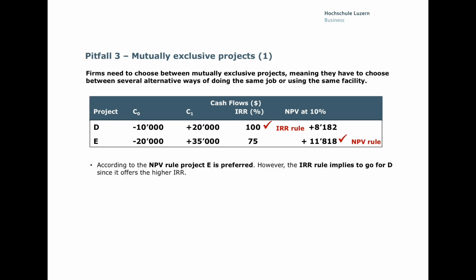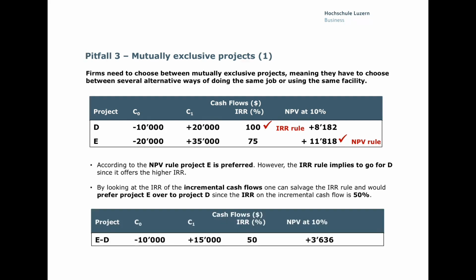However, if you follow the IRR rule, you're supposed to choose project D, and if you follow the net present value rule, assuming a capital cost of 10%, E has the higher NPV and seems the better investment. In order to salvage the IRR rule, we can look at the incremental cash flows. This means when doing project E, we have additional investment costs of $10,000, which generates additional cash flows of $15,000. The internal rate of return is 50% and thus well above the opportunity cost of capital of 10%. This implies you should prefer project E over project D.